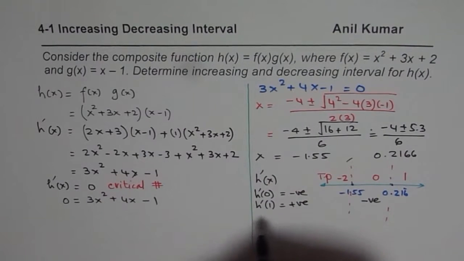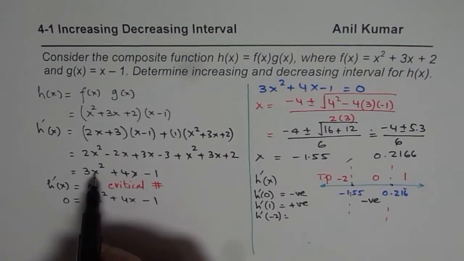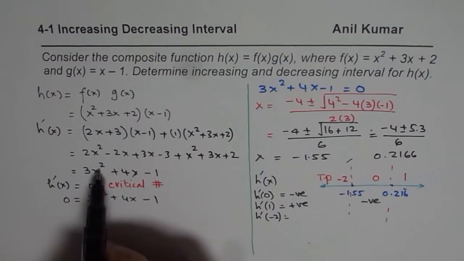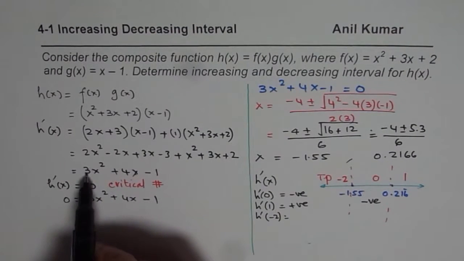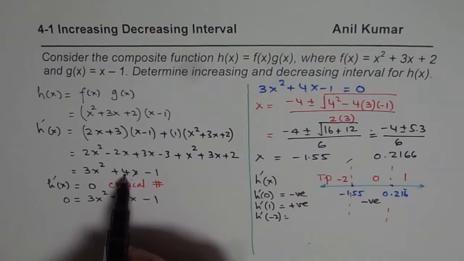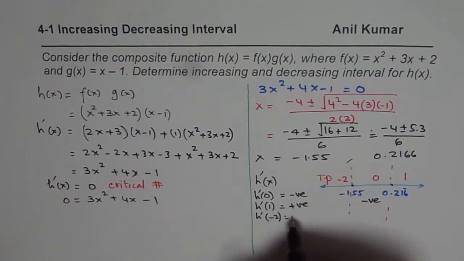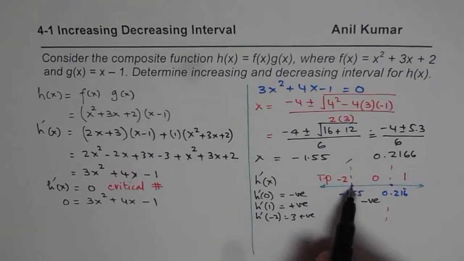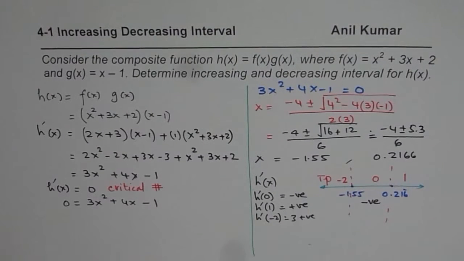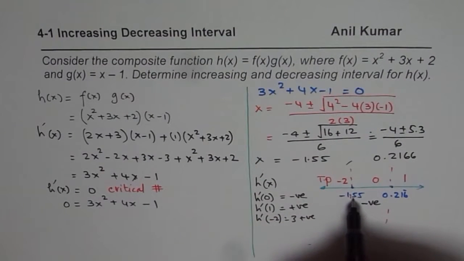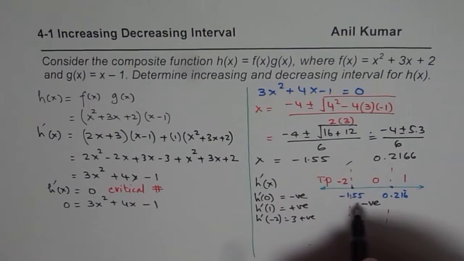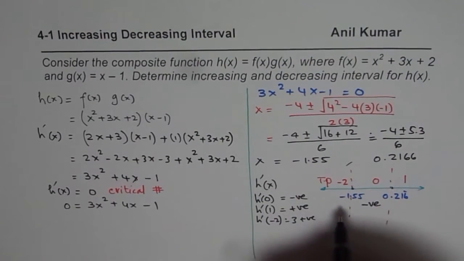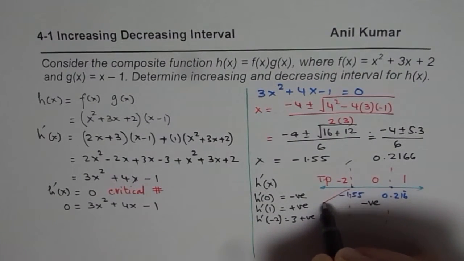I'm not interested in the value. And h prime of minus 2, if I substitute minus 2 here, minus 2 squared is 4. 4 times 3 is 12. 12 minus 8 is 4, and 4 minus 1 is 3, right? So it's 3, which is positive, right? So on either side of this interval, which is from minus 1.55 to this, it is positive, correct? So positive means slope is kind of rising. Do you see that?